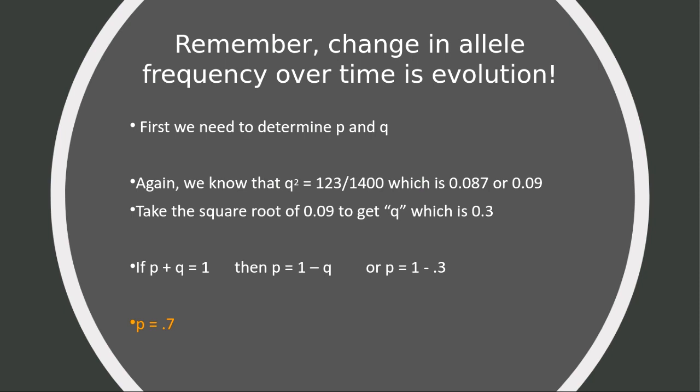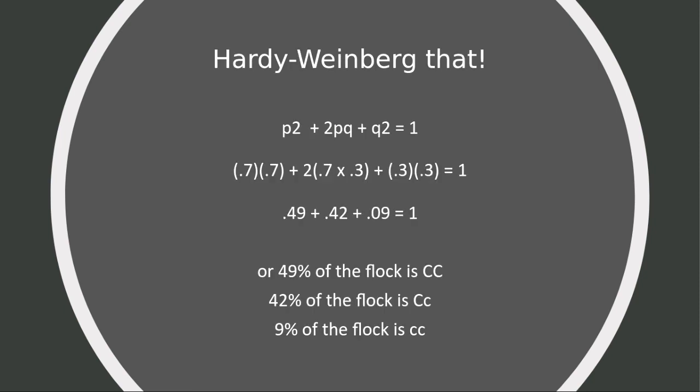Now that we have the values of P and Q, we can pop those into the Hardy-Weinberg equation, which again is P squared plus 2PQ plus Q squared equals 1. And again, to remind you, P squared is going to be the frequency of puffins that are homozygous dominant. 2PQ is going to be the frequency of puffins that are heterozygous, and Q squared is going to be the frequency of puffins that are homozygous recessive. And 1 equals the total population, right?